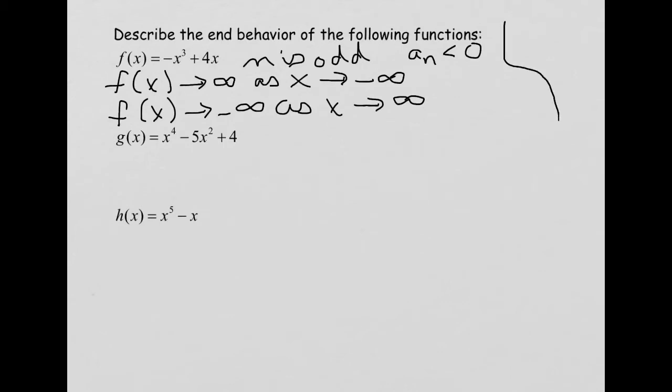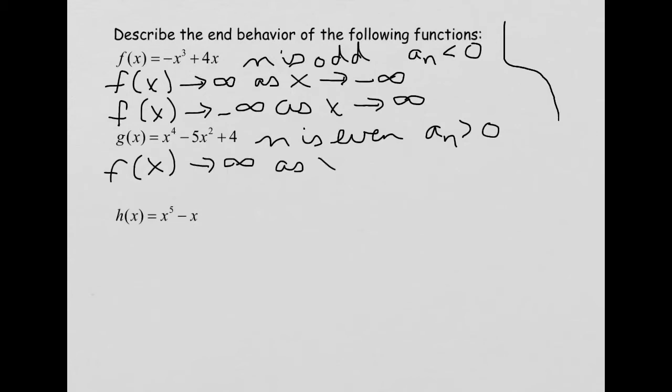Okay. Next, we have n is even, and a sub n is greater than 0. So we know that f of x approaches positive infinity as x approaches negative infinity. We know f of x approaches positive infinity as x approaches positive infinity. And if we did a quick sketch of that, it would look similar to a parabola.